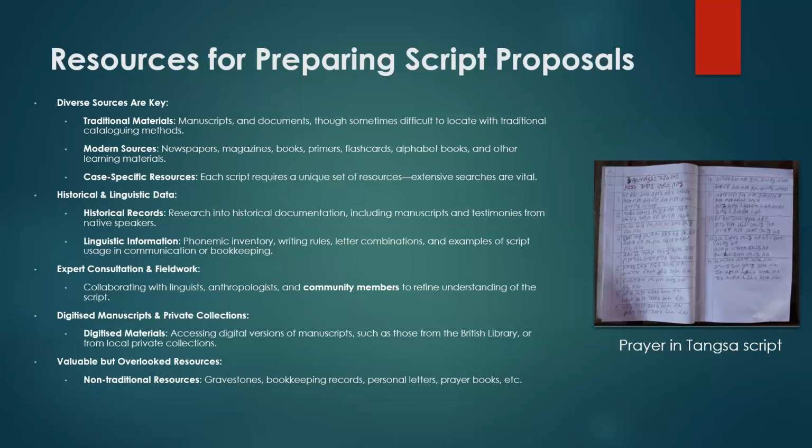And then, yeah, other digitized manuscripts and material from private collections. Maybe there's a lot of material in the British Library. And then there were also some overlooked resources. The one that I found quite interesting, which someone said they used as a resource and as proof for the usage of the script in the community, was gravestones. And then there's also bookkeeping records, personal letters, prayers. And the image on the right here is a handwritten prayer in Tongsa.